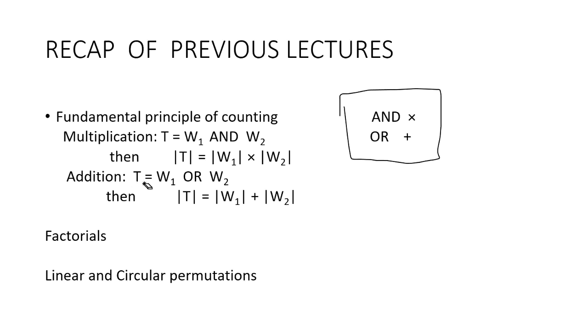And coming to addition, if a task can be performed in two formats, W1 or W2, then the number of ways of completing the task is equal to the number of ways of doing W1 plus the number of ways of doing W2. So precisely what you have to remember here is whenever n comes you have to multiply, and whenever r comes you have to add. And then we have defined factorials. We have defined linear and circular permutations. So if you arrange things in a line, then it is going to be a linear permutation. If you arrange things on a circle, then it is going to be a circular permutation.